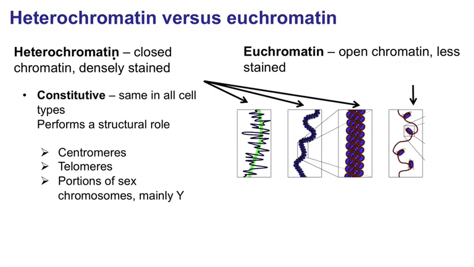By contrast then, we have constitutive heterochromatin. Again, according to its name, it suggests that the constitutive heterochromatin is the same in every cell that you look at. It's unchanging. And that's because constitutive heterochromatin performs a structural role. You remember that I mentioned that there are epigenetic marks that are found at the beginnings or the ends of the chromosomes and even at the centre, called the centromere. So constitutive heterochromatin is found at the telomeres, these are the ends of the chromosomes, at the centromeres, which are the centre of the chromosomes, but also on portions of the sex chromosomes, and in this case it tends to be mostly the Y chromosome, but can also be parts of the X chromosome.